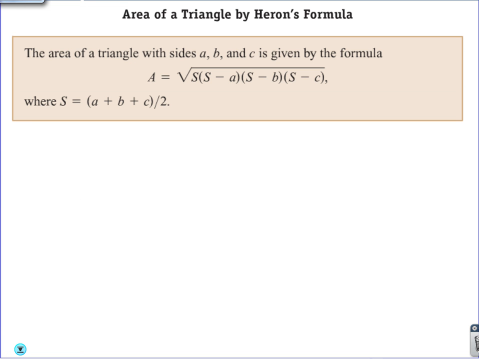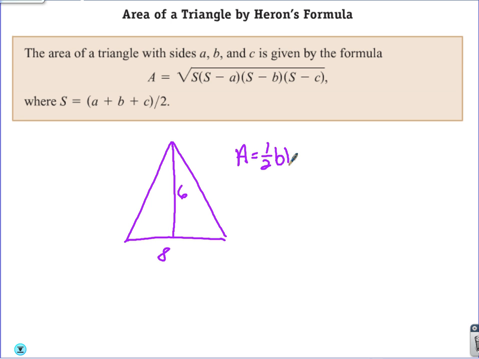The next thing we're going to talk about, and we might have mentioned something about this the other day, I can't remember, is Heron's formula, finding the area of the triangle by using another formula. First, let's talk about all the different ways you can find the area of a triangle. If you're given the height and the base of a triangle, then you can use the area formula. Area is equal to 1/2 times base times height.